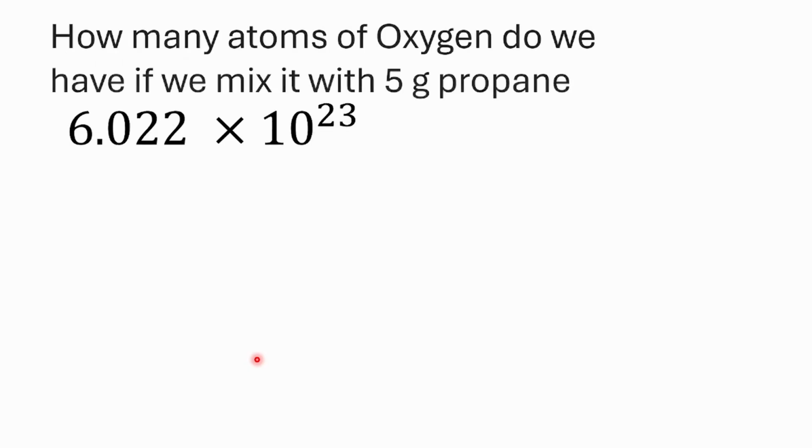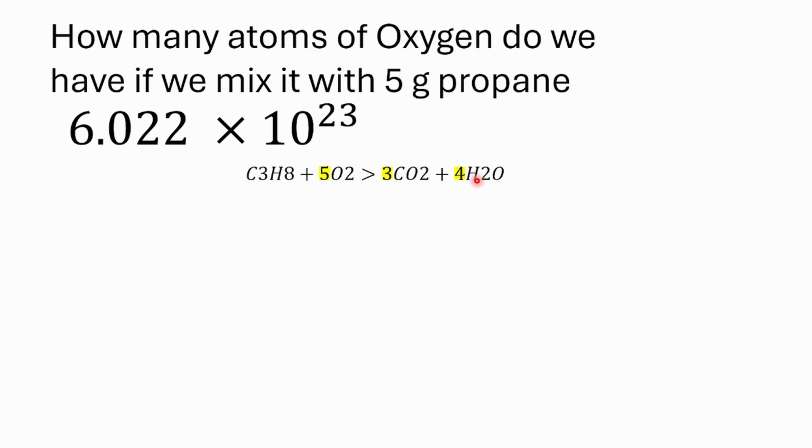So the question is, how many atoms of oxygen do we have if we mix it with 5 grams of propane? First, obviously, our unbalanced chemical equation, propane right here, oxygen gas, carbon dioxide, and water. Now, first things first, want to balance it. We've got our balances there, 5 moles of oxygen gas, 3 moles of carbon dioxide, and 4 moles of water.